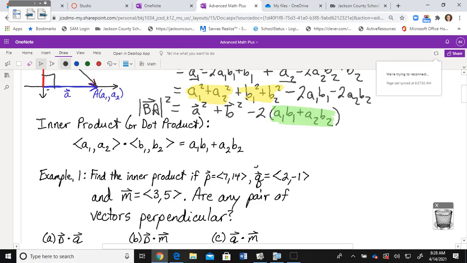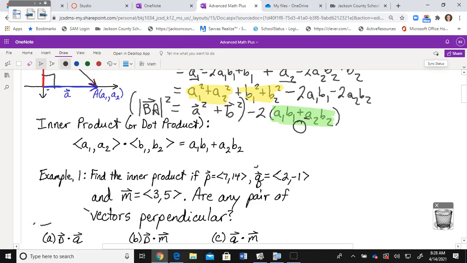So if this has to be true, what does this have to be? True. What's in the highlighted green portion? What number would that have to be? 0. Why does it have to be 0? Because does the Pythagorean theorem have negative 2 times some number on the end of it? No, it just has a squared plus b squared equals c squared. So this part right here, that's the Pythagorean theorem part. So for this to be true, this part has to be 0. This part that I have highlighted is the inner product.